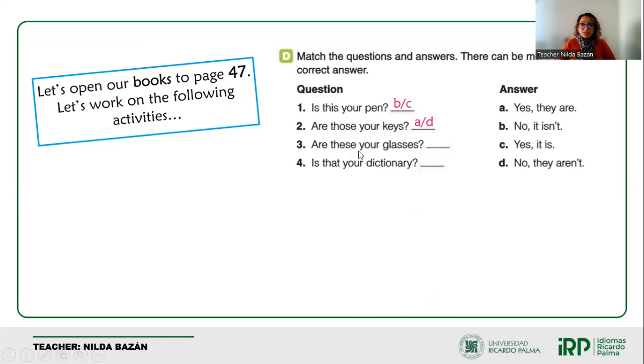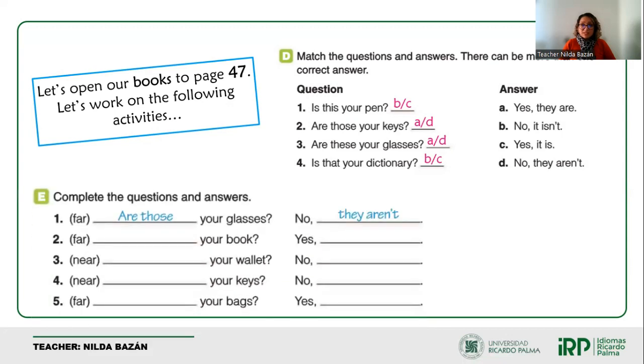Let's see the next one. Number 3, are these your glasses? What's your answer? Yes, we have 2 possibilities again. We have yes, they are, or no, they aren't. And finally, number 4, is that your dictionary? Yes, we can answer no, it isn't, or yes, it is. Great job.